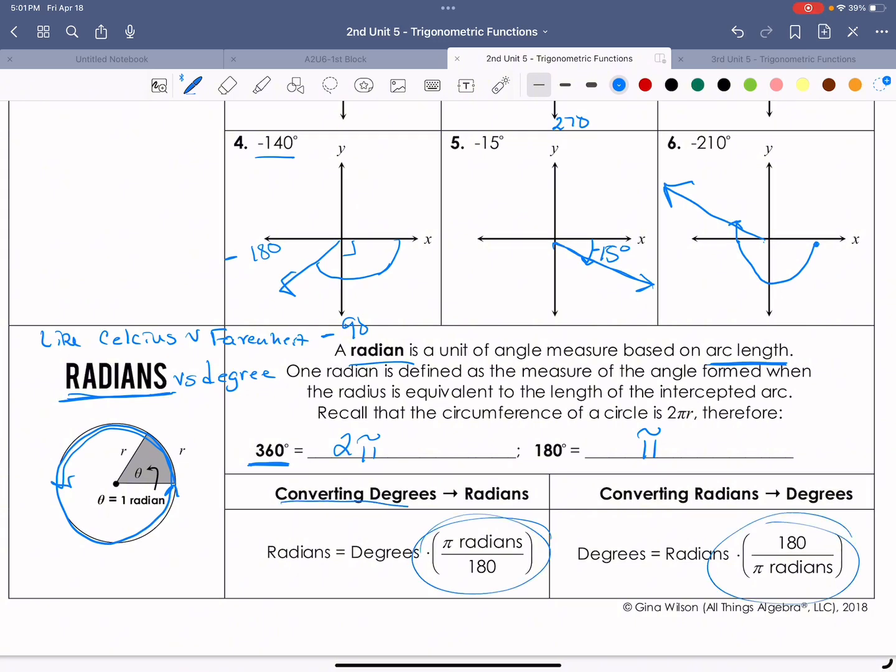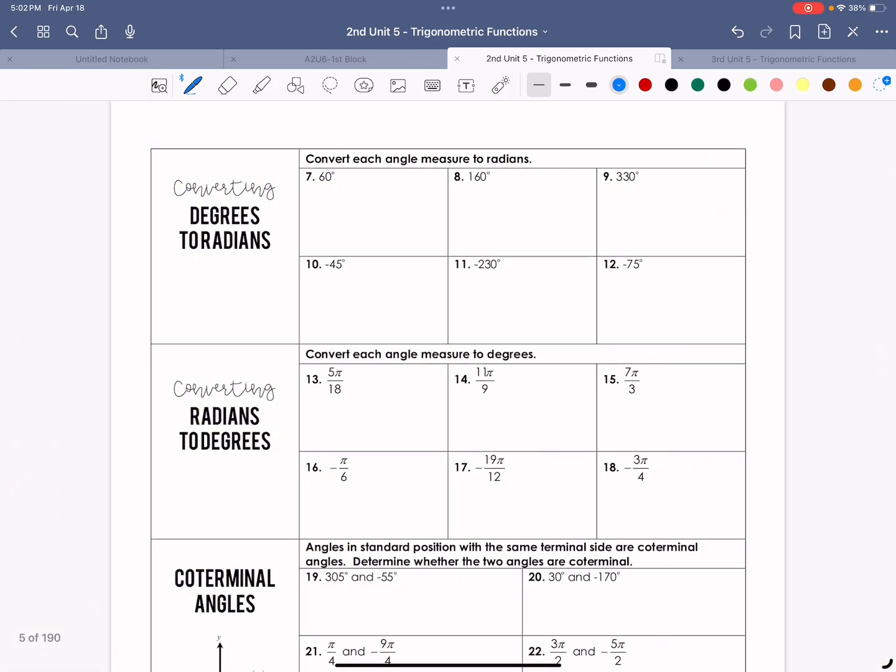If you're trying to go from degrees to radians, you're going to multiply by pi over 180. If you're trying to convert from radians to degrees, you're going to multiply by 180 over pi. An easy way of remembering this is that the 'to' goes on top. If you are converting to radians, then the pi goes on top. If you are converting to degrees, then the 180 degrees goes on top. Okay? This will make more sense when we start looking at something.